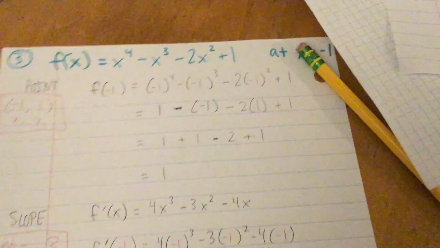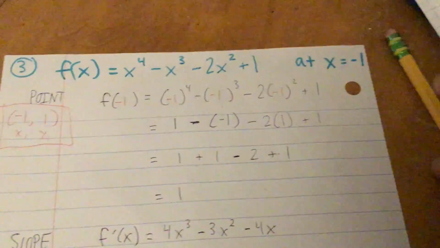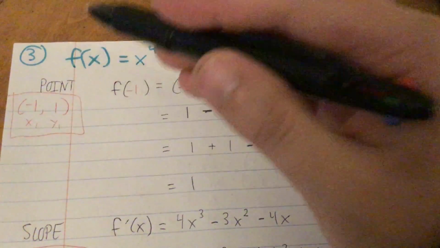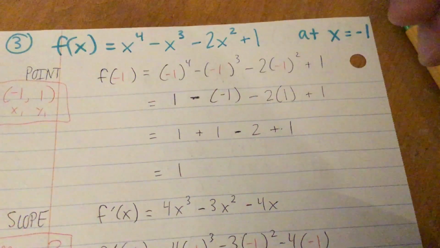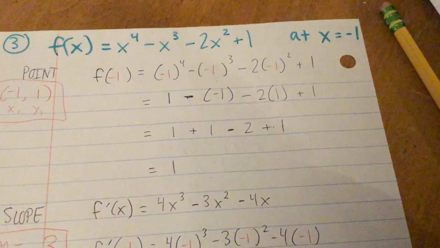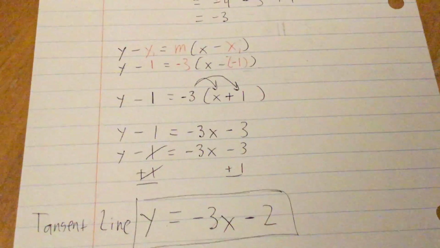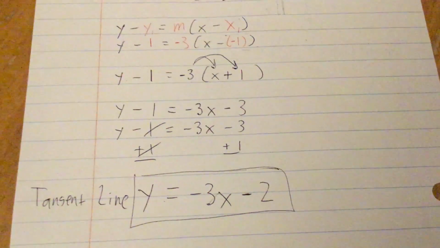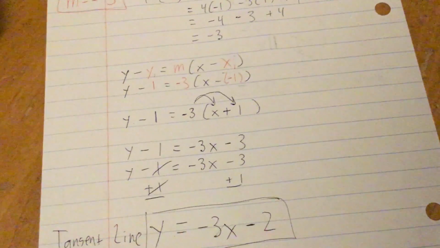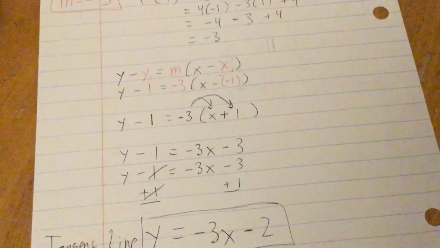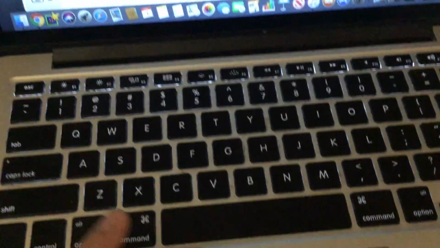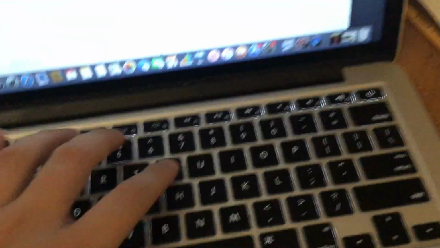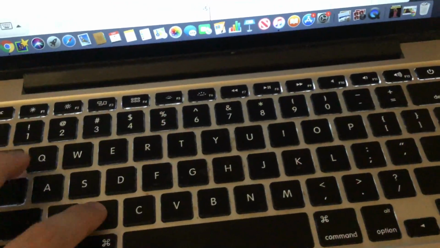So for the curve y equals x to the fourth minus x cubed minus 2x squared plus 1, at the point x equals negative 1, the slope is negative 3, and y equals negative 3x minus 2 is going to touch the curve at x equals negative 1 with a slope of negative 3. Right, negative 3x minus 2.